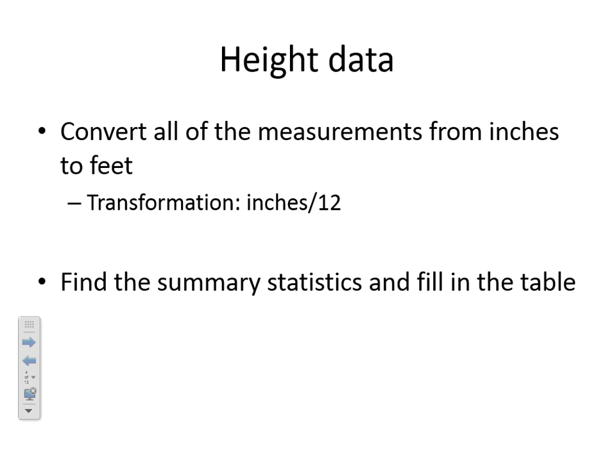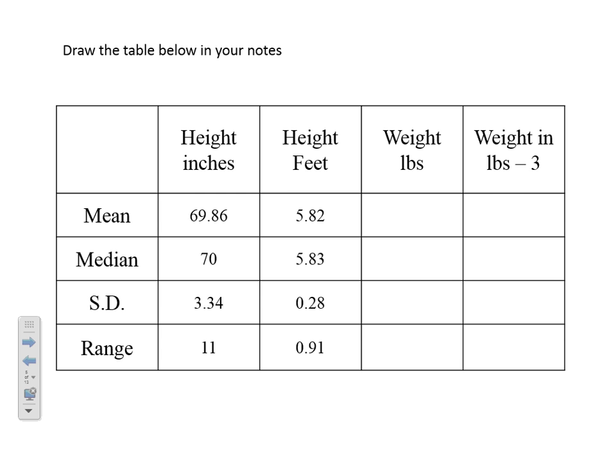Then we want to find the summary statistics and fill in the table. One option, we could go into L2, and up at the top take L1 divided by 12, and then rerun our one var stats. If you'll notice, however, as we go from inches to feet, all of those numbers are just the original divided by 12. So there's something happening here.